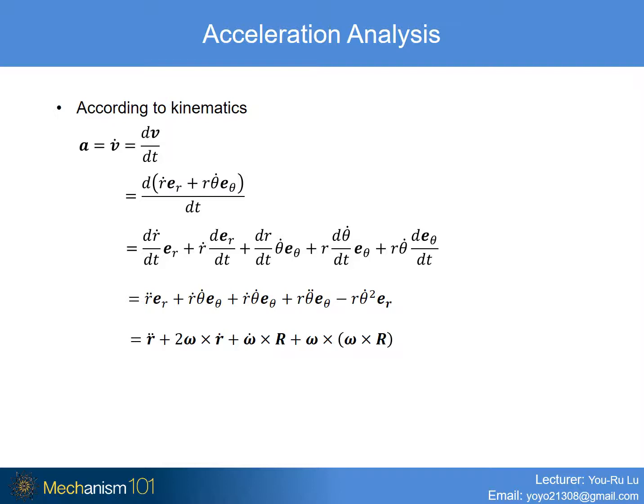You might notice that there are 4 terms in the acceleration vector. In fact, they all have their own physical meaning. The first term r double dot is the normal acceleration. The third term omega dot cross r is the tangential acceleration. The fourth term is centripetal acceleration. And the second term is Coriolis acceleration.